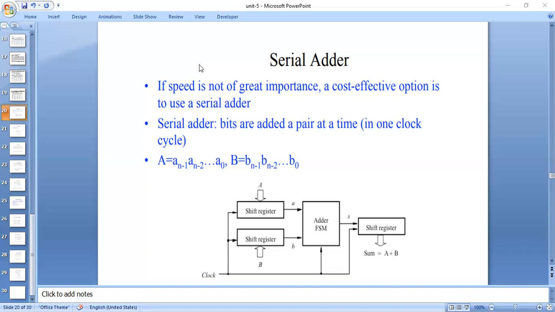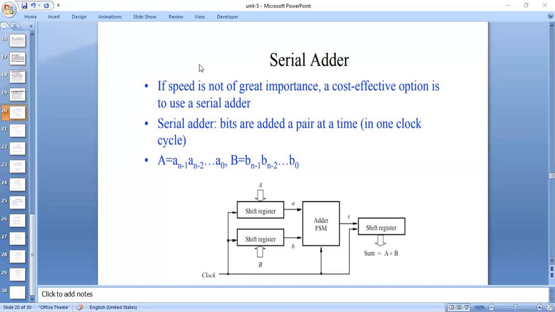So in this session, I'm going to explain a serial adder. In combinational circuits, we discussed a parallel adder. A parallel adder is nothing but a combinational circuit that we can construct by using full adders. In this session, I'm going to explain a serial adder. A serial adder is nothing but a sequential circuit, and here the inputs are applied serially, one by one. Serial is nothing but one by one.